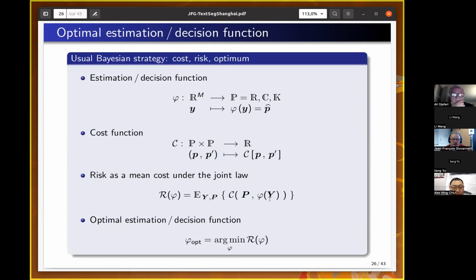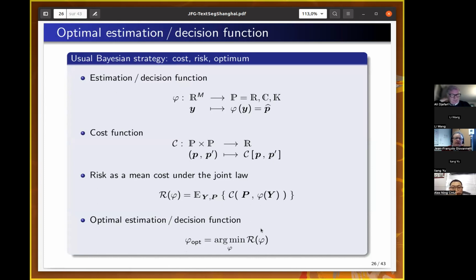The cost function, and its expectation. It is an expectation regarding the joint law of the data, y, and the unknown parameter jointly. The joint probability density function for the unknown and the data. And the expectation of the cost function is then a function only of the function phi. It is a risk associated to the function phi. And then the Bayesian strategy naturally selects the estimation function or decision function that minimizes this risk. It is the optimum function over all the possible functions.